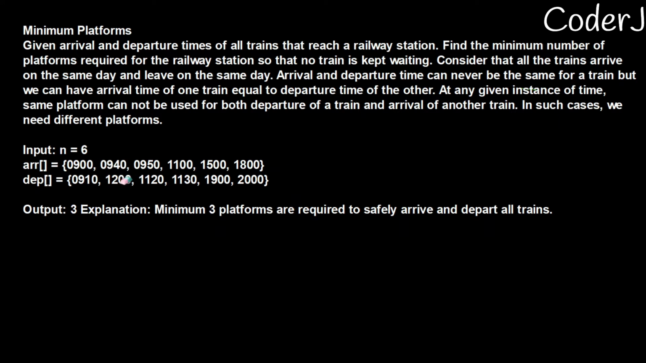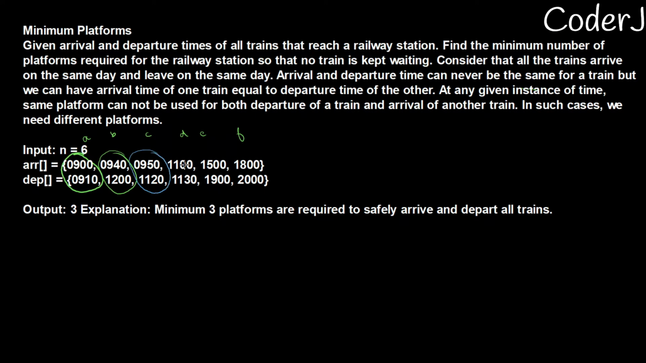I am now going to start drawing platforms. I have a platform P1 that initially will be accommodating this train. Let's call the trains A, B, C, D, E, and F. So platform 1 will initially have train A. Then train A will leave at 0910. The next train B arrives at 0940, so I can again put it at platform 1. Then the next train comes at 0950, but I can't use platform P1. I need another platform, so I will accommodate it at platform P2.